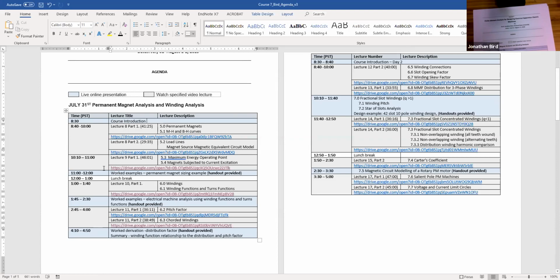Then at 11 to 12, I will be back on, and I will spend an hour going over the first example, which is a permanent magnet sizing example, because permanent magnet design is not taught in many classes, I think, and so I think this is quite good. I'll use the theory that's talked about in the lectures, and then I'll spend an hour going over an example.